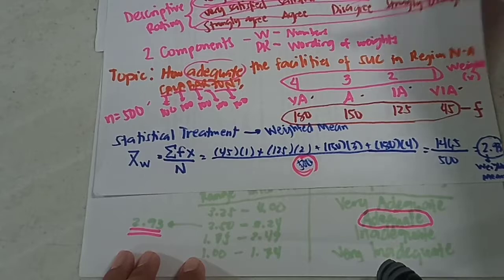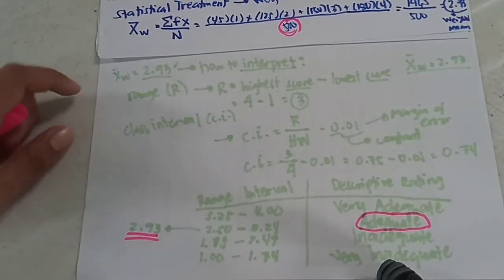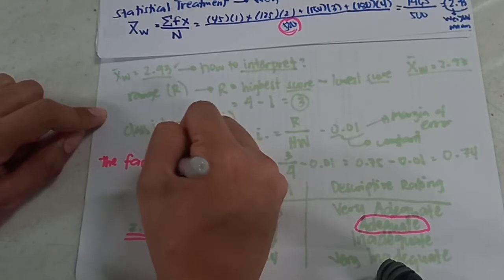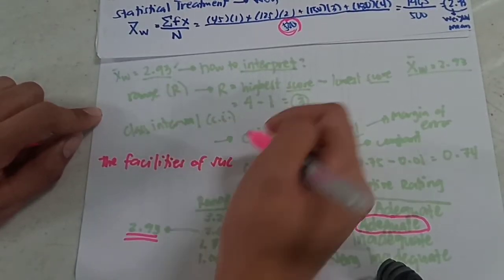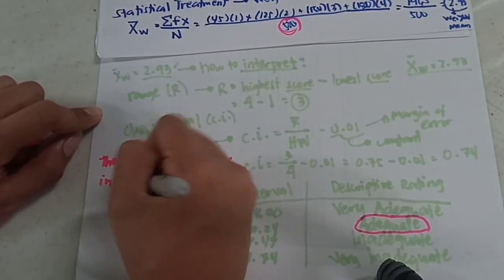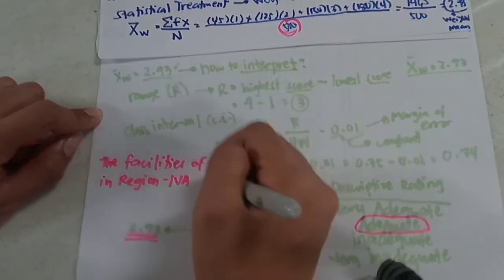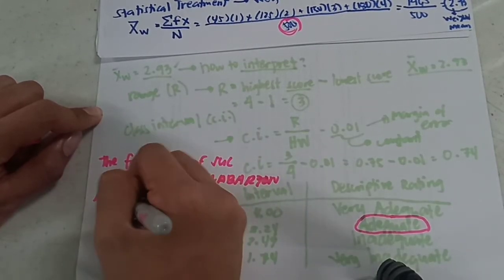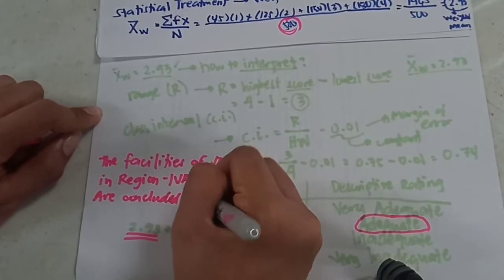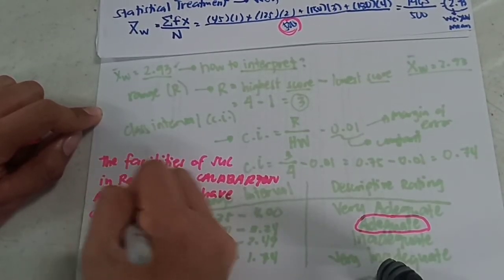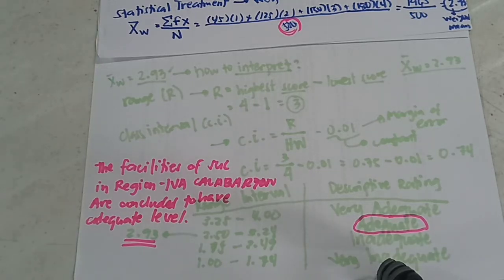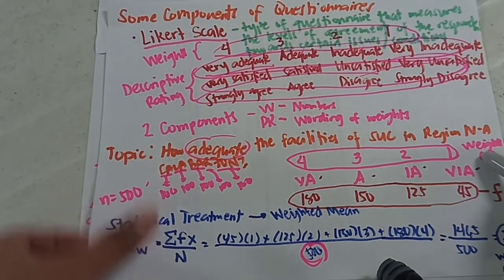Okay, so what will be our generalization or our conclusion? The generalization will be: the facilities of SUC in Region 4A Calabarzon are concluded to have an adequate level. Okay? So, that will be our conclusion for the topic, how adequate the facilities of SUC in Region 4A Calabarzon are.